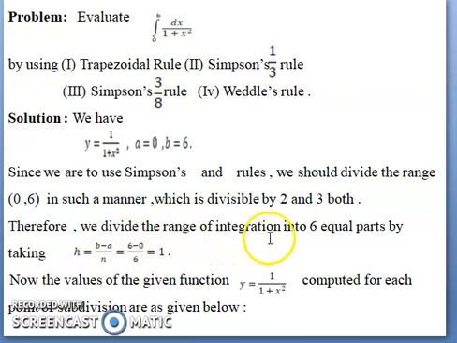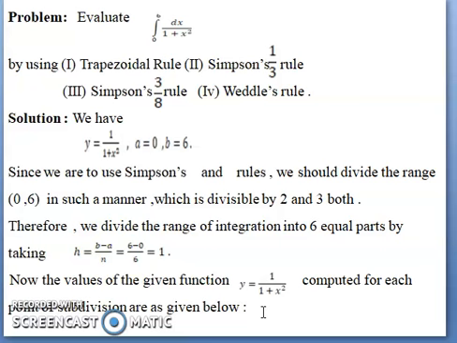Therefore, we divide the range of integration into 6 equal parts by taking h equal to b minus a divided by n, that is, upper limit minus lower limit divided by n, where n is the number of intervals. So 6 minus 0 divided by 6 is 1. So the value of h is 1. Now the values of the given function y equal to 1 by 1 plus x squared computed at each point of subdivision are as given below.